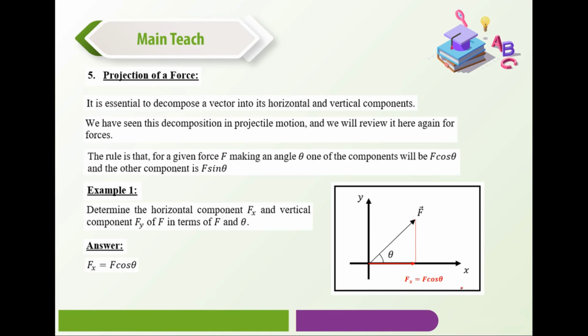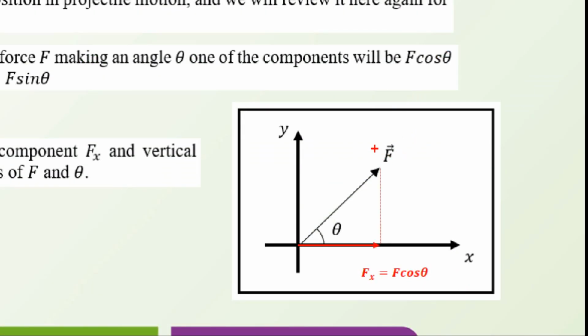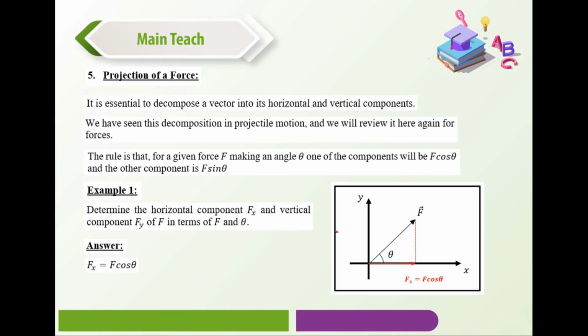Let me repeat and say: if F makes an angle theta with the x-axis, then the component along the x-axis would be F cosine theta and the other component would be F sine theta.